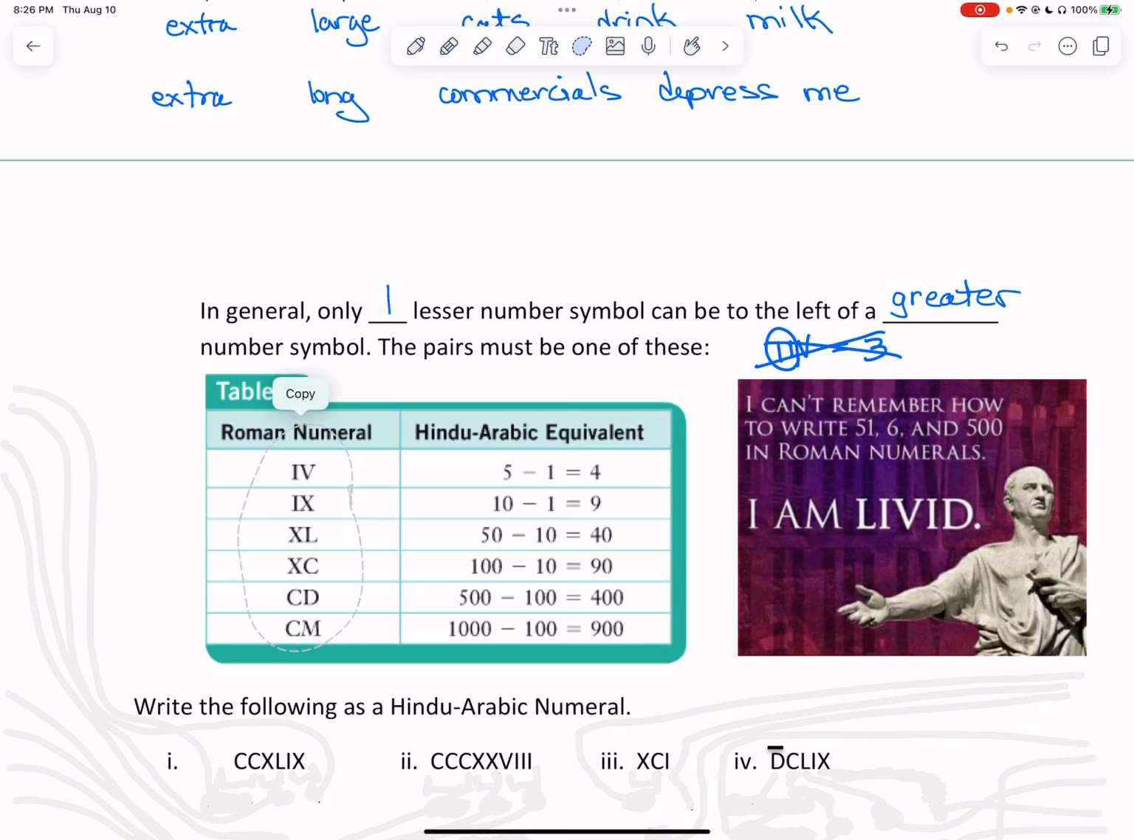I really thought this was pretty cool. I can't remember how to write 51, 6, and 500 in Roman numerals. I'm livid. So here's our 51 right there. Here's our 6, and there's our 500. So I'm livid.